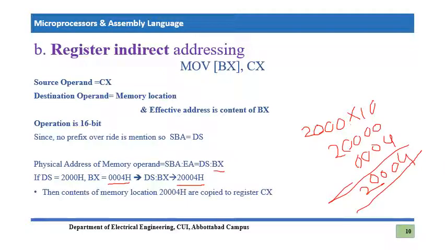So the content of which memory location? 2004. Okay, there is something wrong here. It is supposed to be that the value of the CX register is going to be copied inside 2004.